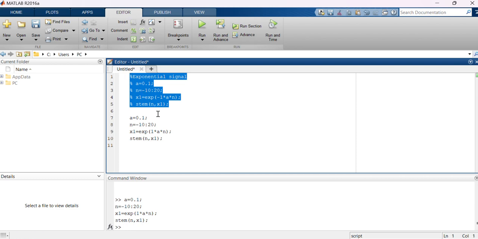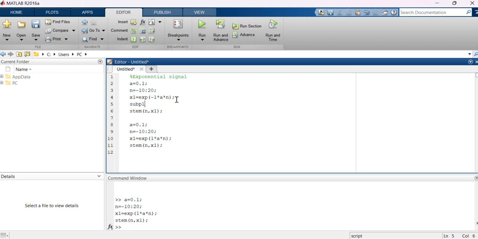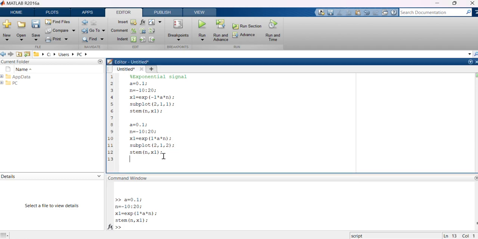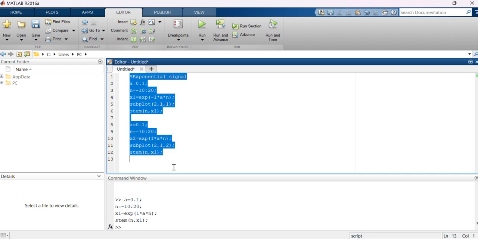It's simple. I would say over here, what? The subplot. You remember? Subplot. I want 2 rows, 1 column, and this is the first index. Okay, over here, subplot, 2 rows, 1 column, and the second index. Now let's run this. Oh, I forgot to write for the x2. This is the x1, x2, and yeah, that's correct. Is there something else wrong? No. Let's see.